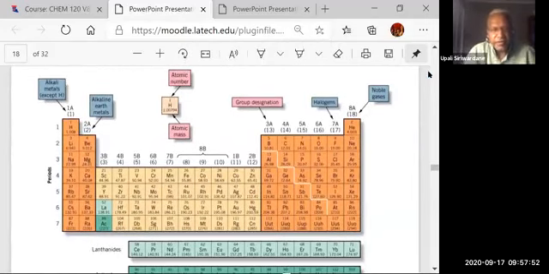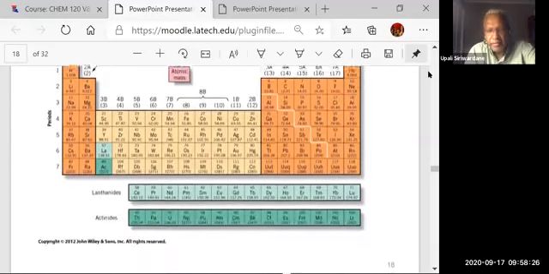The group notation uses numbers 1 through 18, and there's also another notation using 1A, 2A, 3A, 4A, 5A, 6A, 7A, 8A. The representative elements are all the A's except 8A. Group 3B to group 3 to group 12 are transition elements.